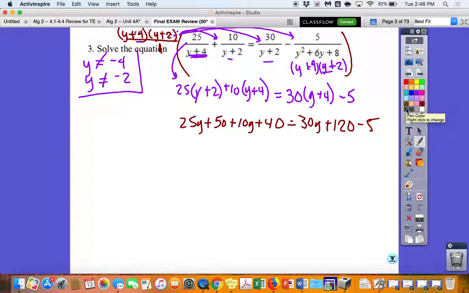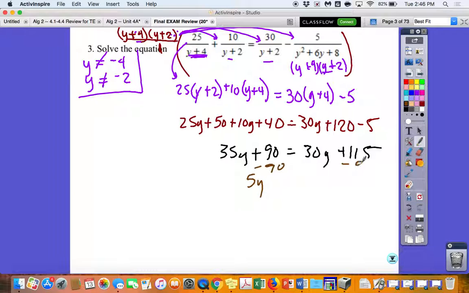Okay? Collect like terms, clean this thing up. So we've got 35y, 50 and 40 give me 90. That's going to be 30y. And if I put those two together, was that 115? Okay, so if I get my y's together, I got 35 over here and 30 over there. So subtract them, that's 5y. Subtract 90 on both sides. That's going to give me, what is that, 25? So y is 5.